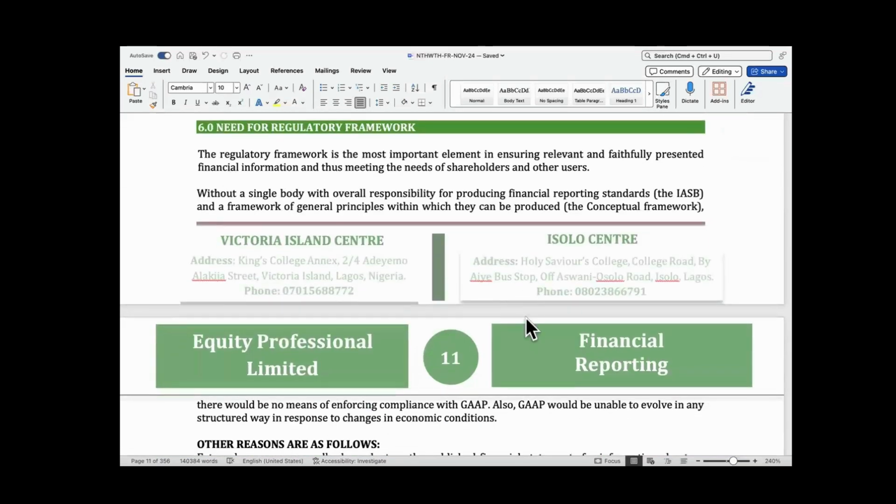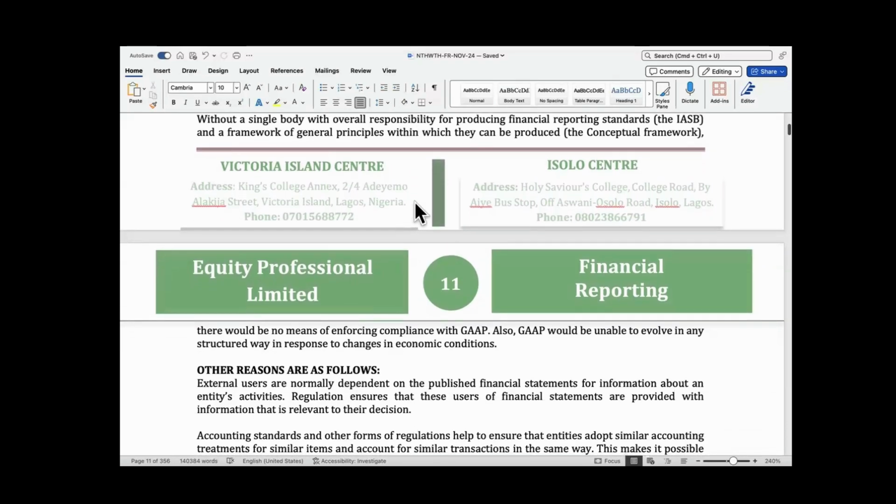Why is regulation important? There are a lot of reasons why it is important. Number one is, if you read all this I have here, the core thing is that it ensures compliance with IFRS. Number two is it ensures enforcement of compliance with IFRS.